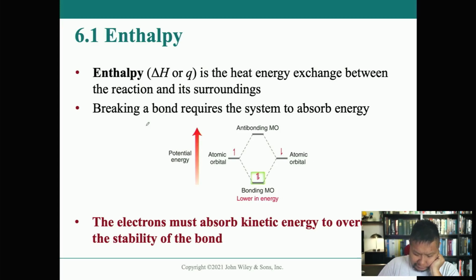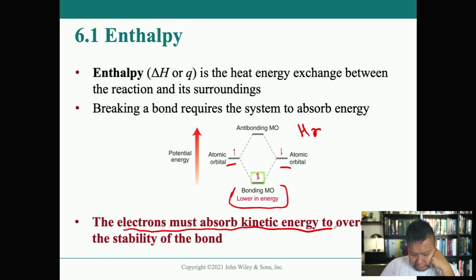Okay, and so what you see here is molecular orbitals, right? And it looks like a hydrogen gas molecule right there, two 1s orbitals, and then a sigma bonding orbital right here, right? And it's low energy. And so the electrons have to absorb enough kinetic energy to overcome the stability of that bond right there, right? Of that bonding molecular orbital.